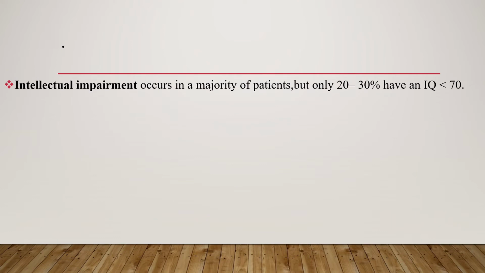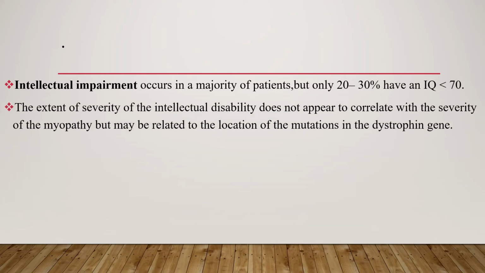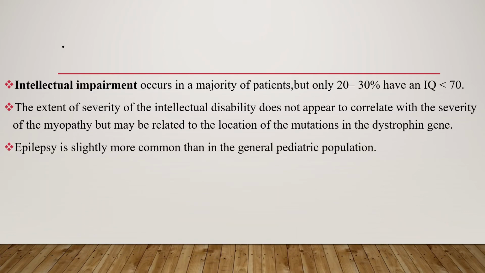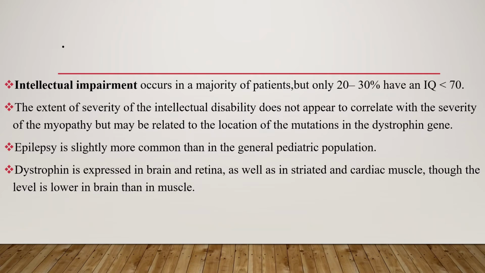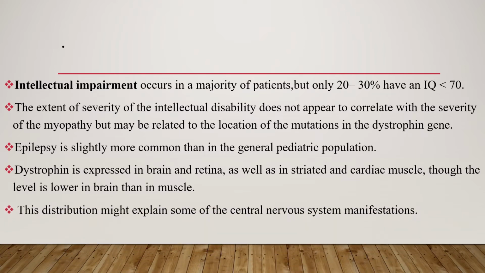Intellectual impairment occurs in a majority of patients, but only 20 to 30% have an IQ less than 70. The severity of the intellectual disability does not appear to correlate with the severity of the myopathy, but might be related to the location of the mutations in the dystrophin gene. Epilepsy is slightly more common than in the general pediatric population, and dystrophin is expressed in brain and retina as well as in striated and cardiac muscle, though the level is lower in brain than in muscles. This distribution might explain some of the central nervous system manifestations.